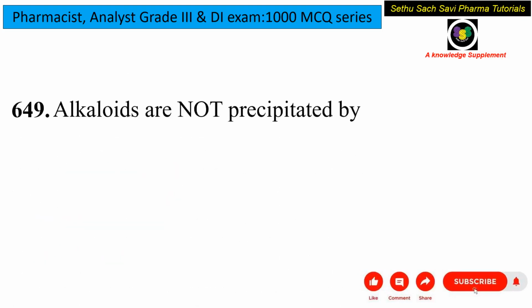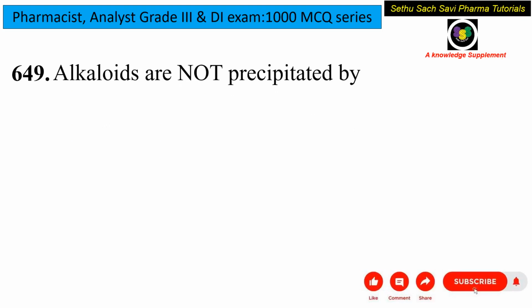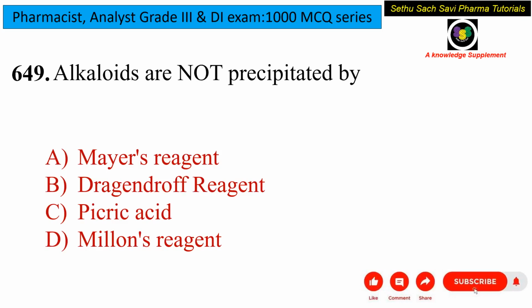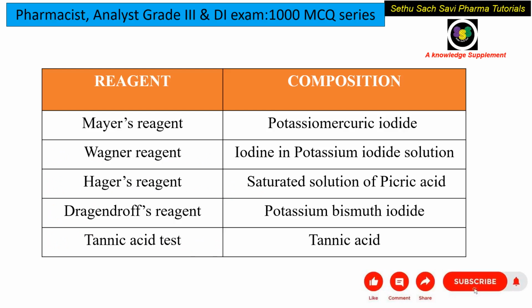Right. Now, alkaloids are not precipitated by... please note, it is not precipitated by Mayer's reagent, Dragendorff's reagent, picric acid, or Millon's reagent. Here we have to remember something. What is the composition of these reagents? For example, Mayer's reagent is made up of potassium mercuric iodide, M for mercury, right? Now, Wagner's reagent is I in KI, that is iodine in potassium iodide.